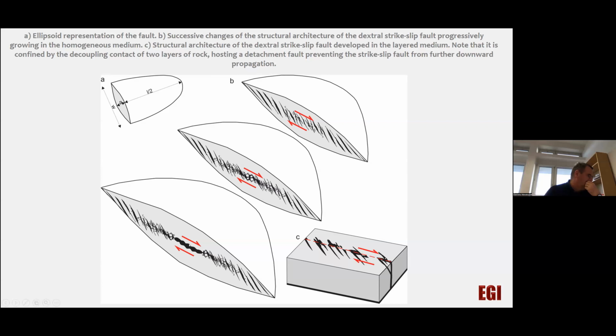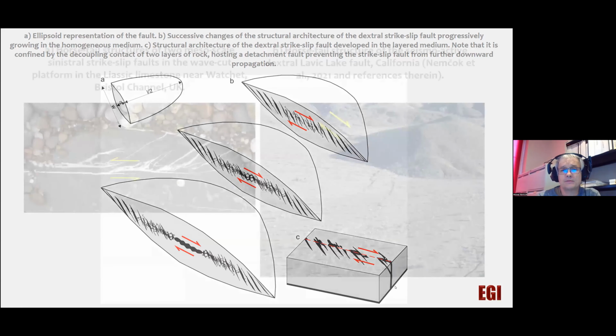But this is a homogeneous medium, and imagine that the system would be layered. It may so happen that there would be this layer and a layer which I'm not showing, and they would be decoupled. And this decoupling could prevent propagation of this fault from the upper layer into the lower layer. There could be a detachment fault generated. The lower layer could develop it somewhere else, and they could be connected via detachment.